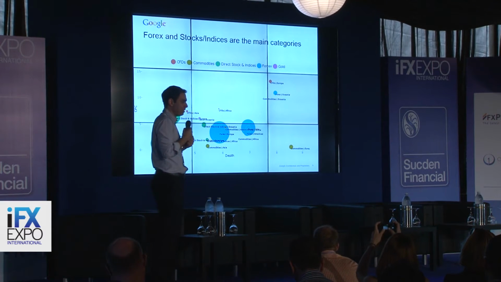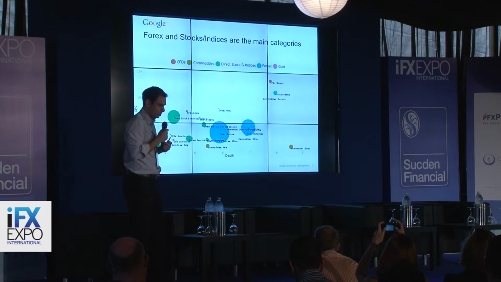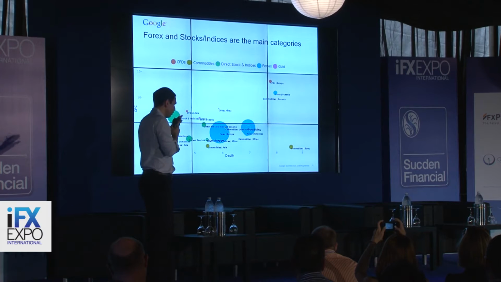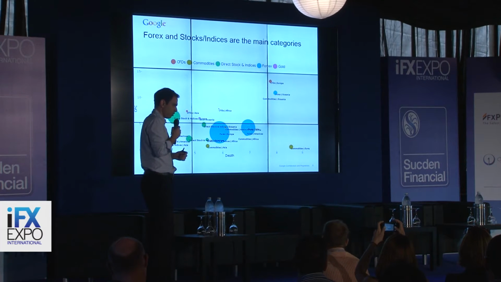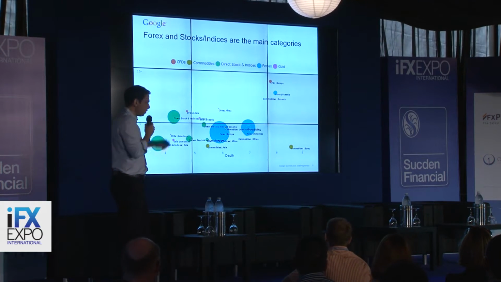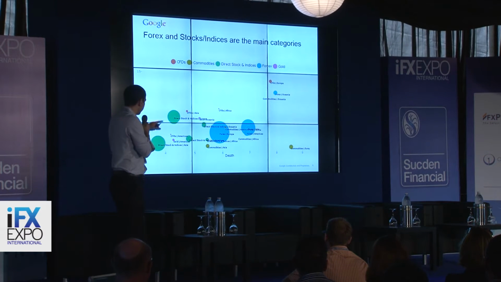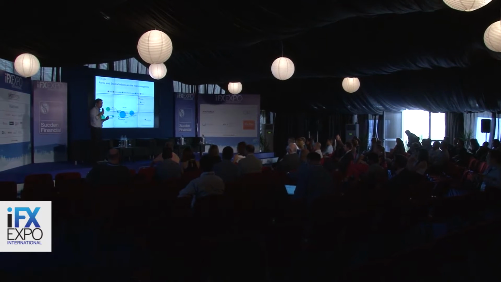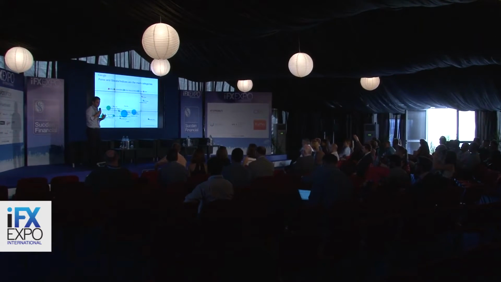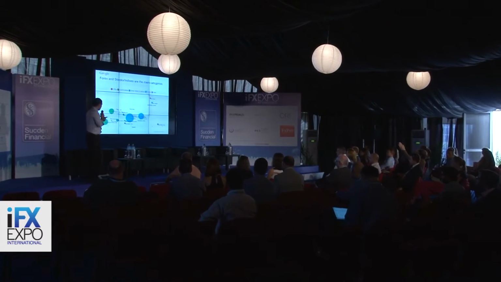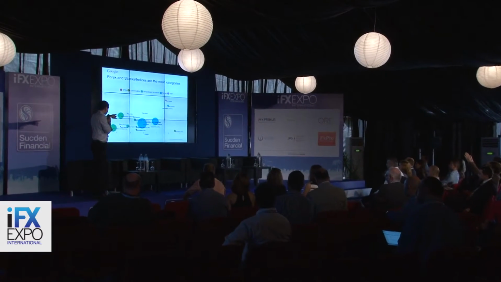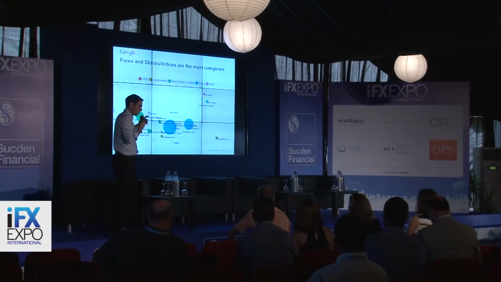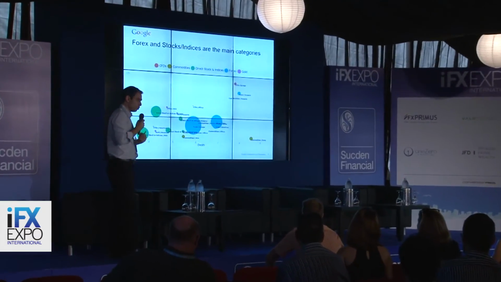The size of the bubble is demand, so how many searches we see for a product. The color of the bubble is the product: blue is Forex, green is stock. Each bubble represents a continent. The big blue bubble in the middle is Forex demand in Europe, which is a substantial part of demand. But there is also big demand for Forex in Asia, the green bubble, and for stock.